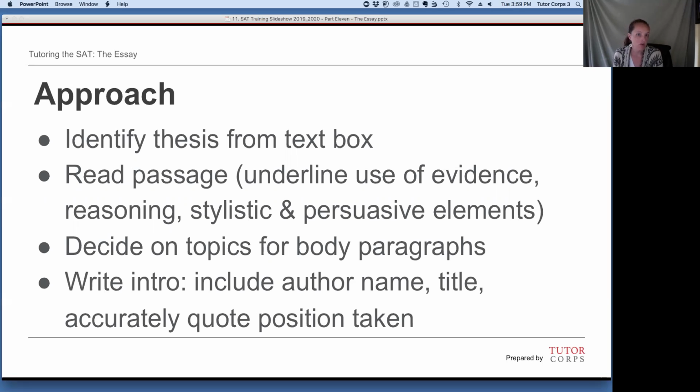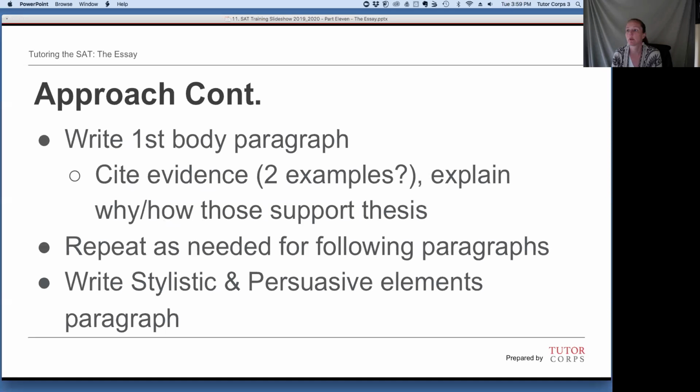The intro should, of course, include the acknowledgement of the author's thesis and should note they did a good job making their argument. It should also include the author's name and the title of the piece quoted in the passage. We don't necessarily recommend the students spend any extensive amount of time outlining. If they need to, they could sketch out a rough outline of the body paragraphs, but they shouldn't waste a lot of writing time on detailed outlining.